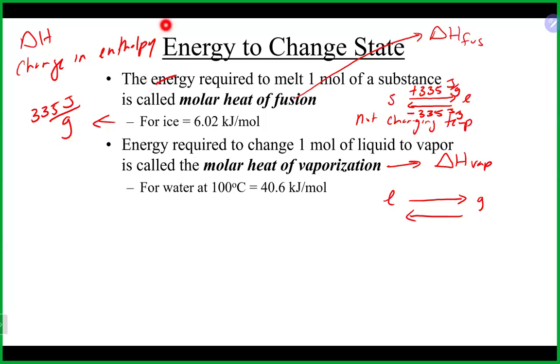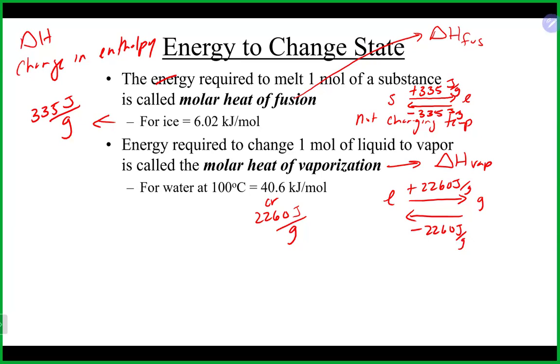So for water, like any other substance, there is an amount of energy that's required to take that substance from, say, 100 degrees liquid water to 100 degrees steam. Again, not changing the temperature, but changing the state of it. For water, that's 40.6 kilojoules per mole, or roughly 2,260 joules per gram. And that would be a positive 2260 heading in this direction, or a negative 2260 heading in this direction.